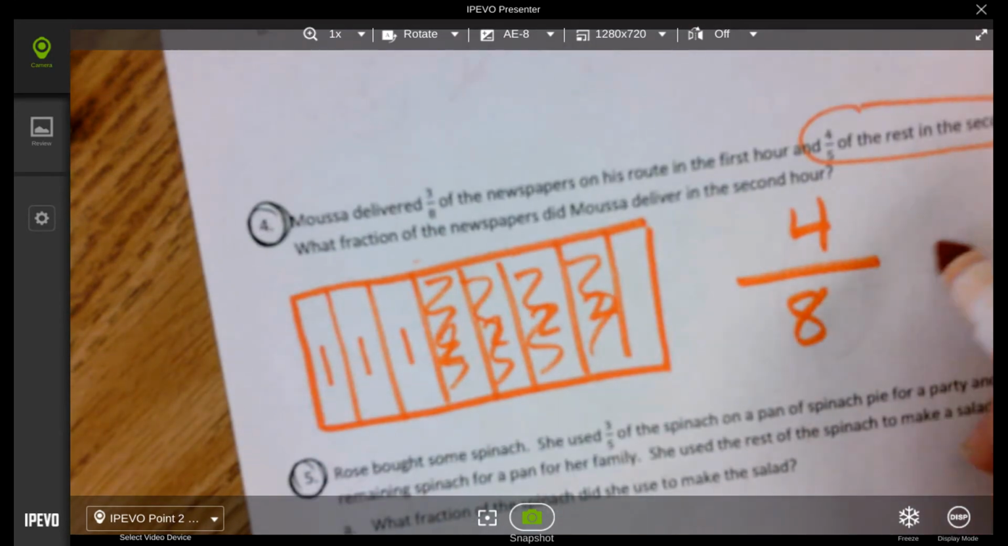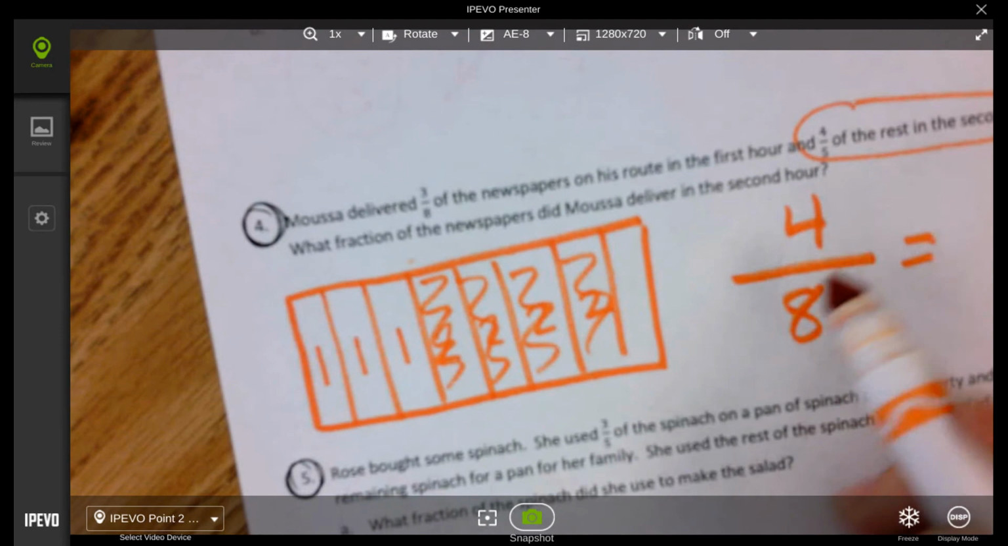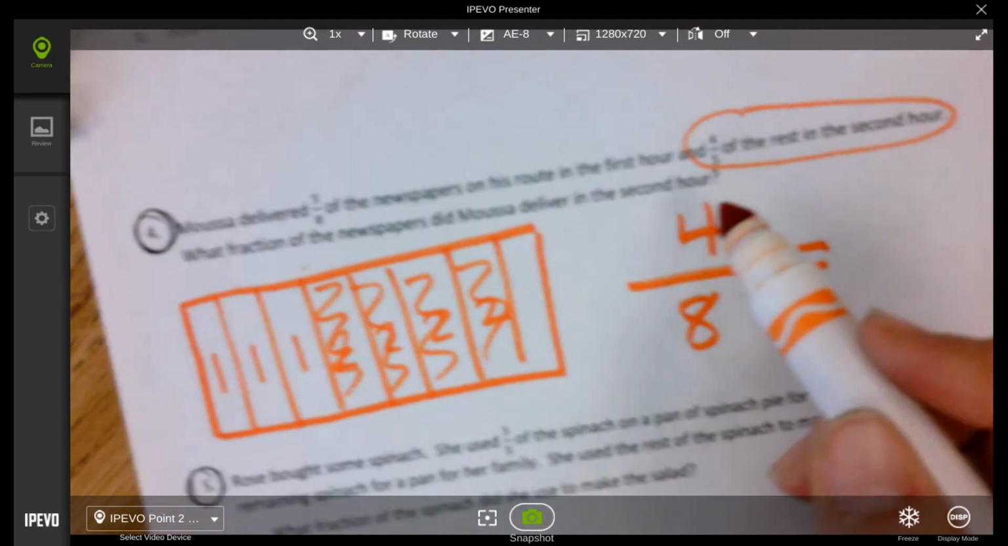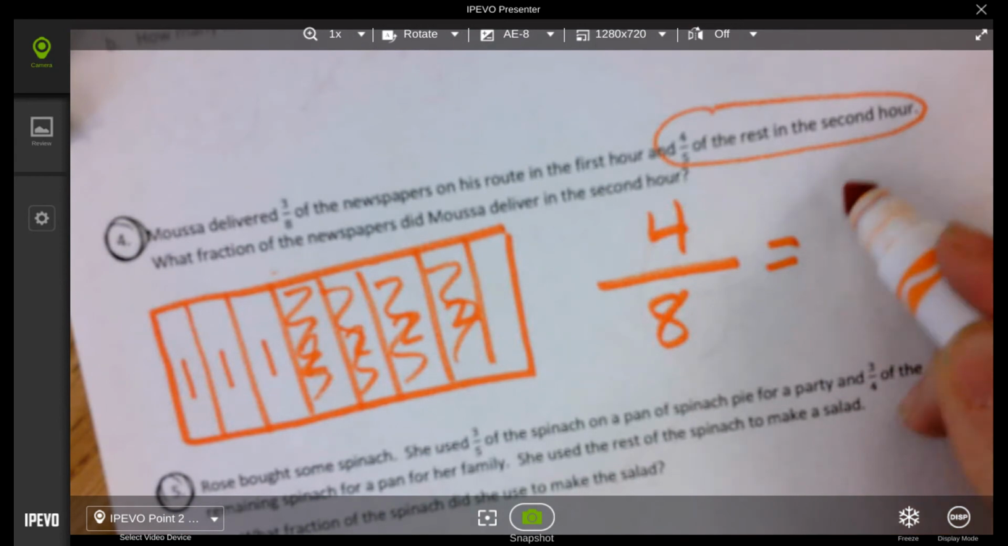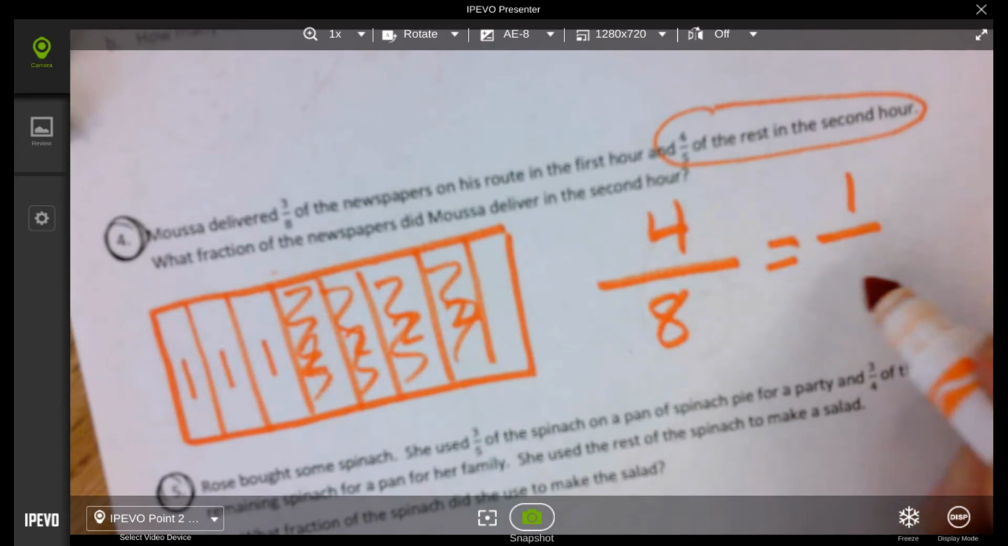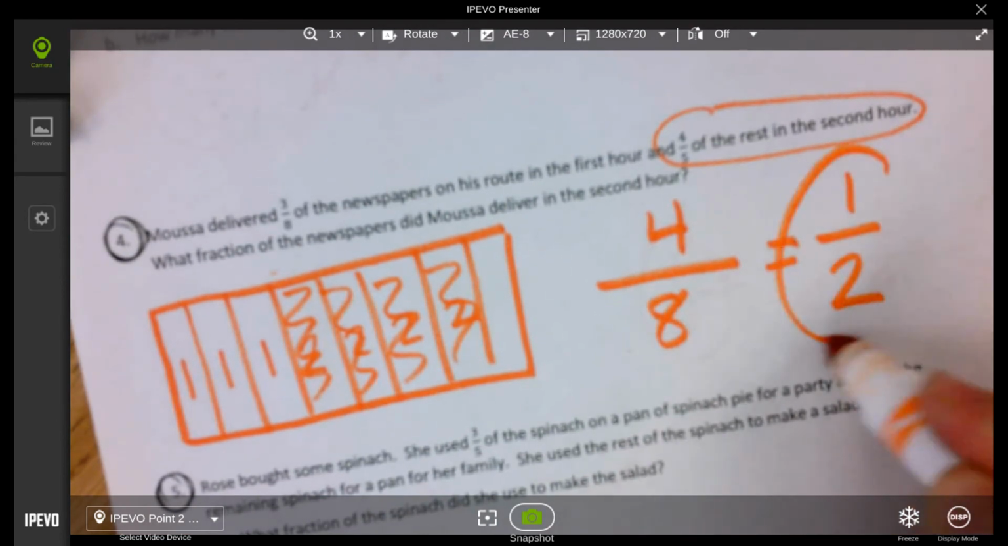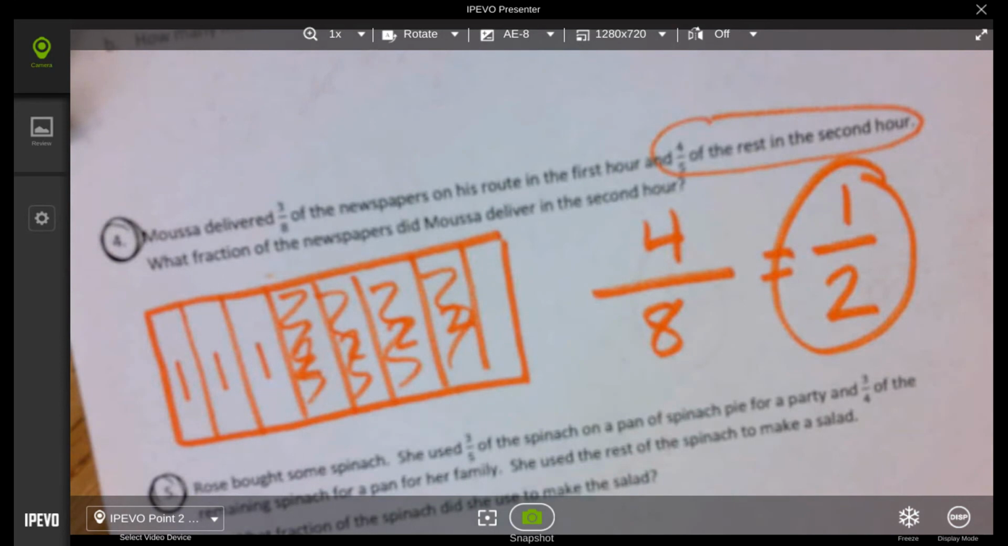So I have 4/8. 4/8, we can reduce both pieces. 4 and 8 can be divided by 4. 4 divided by 4 is 1. 8 divided by 4 is 2. 1/2 of his newspapers he delivered in the second hour.